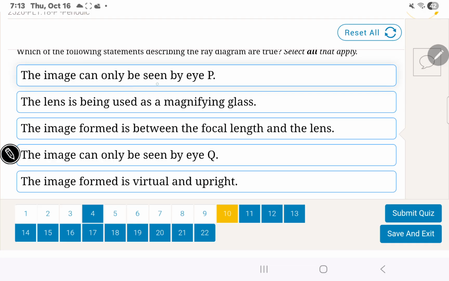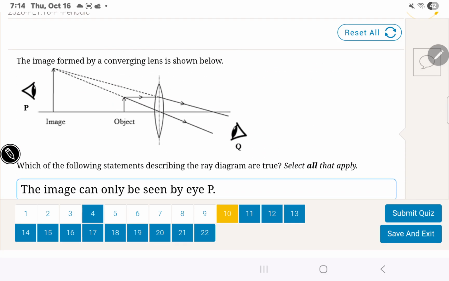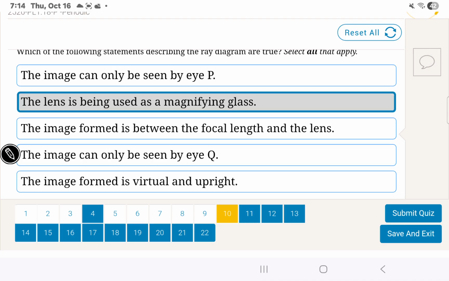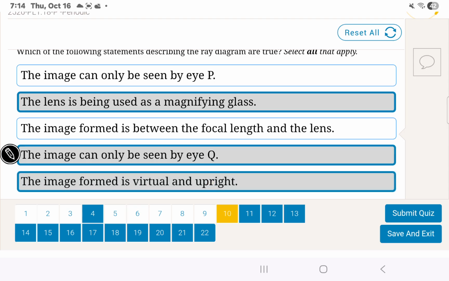The image can only be seen by P, no. The lens is being used as magnifying glass, yes, you can see this. The image has become larger in size. And then the image formed between the focal length and the lens, no. The image can be seen through Q, yes. The image is upright.